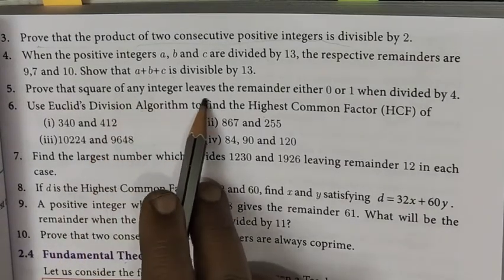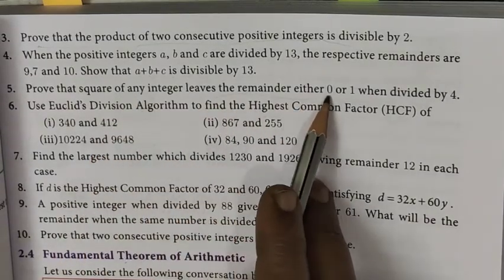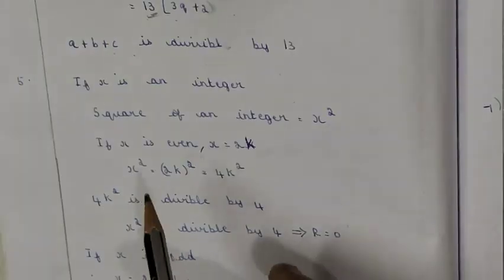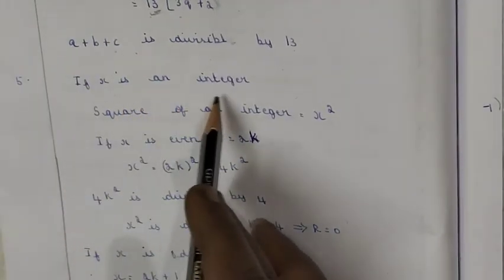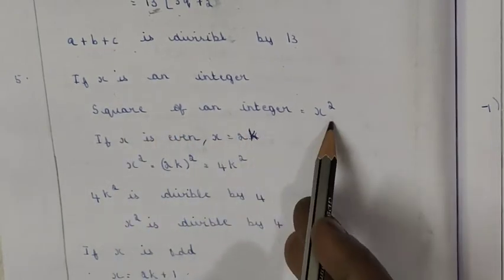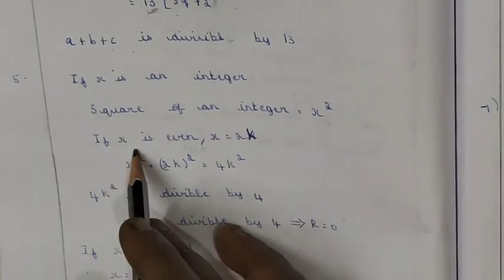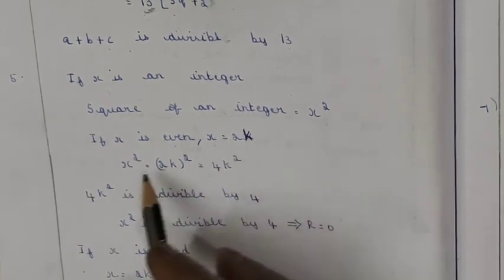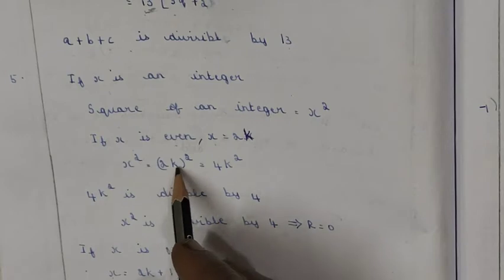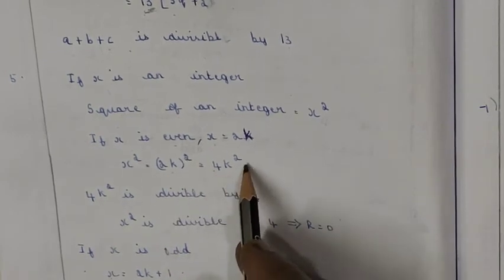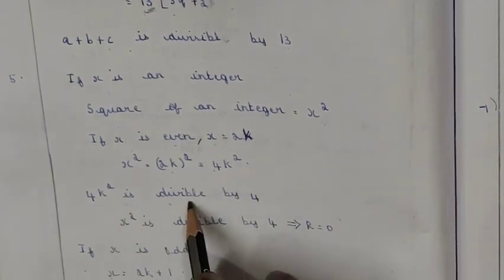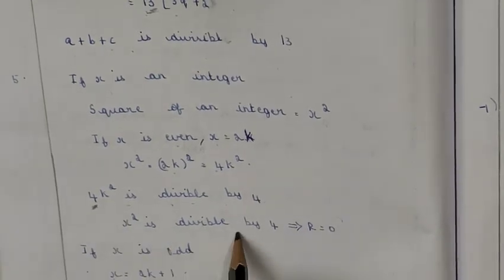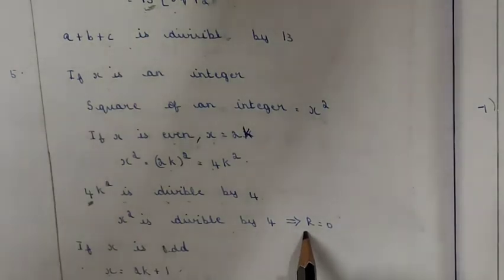Fourth sum. Prove that the square of any integer leaves a remainder either 0 or 1 when divided by 4. Now, if x is an integer, the square of the integer is x squared. If x is even, x equals 2k. Now x squared equals 2k the whole squared, that is 4k squared. Now 4k squared is divisible by 4 since it is a multiple of 4. So x squared is divisible by 4, then remainder is 0.